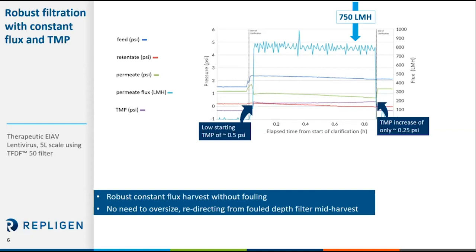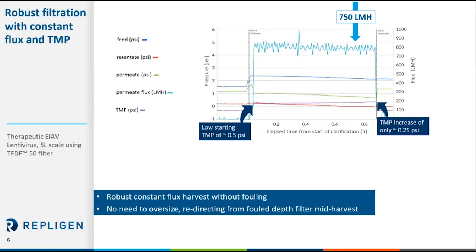In contrast to a dead-end depth filter, TFDF directs the great majority of the cells away from the filter rather than into the filter. The product and cells, therefore, do not compete for access to the same channels, and the system becomes very robust to fouling. TMP for the run starts at a very low value of 0.5 psi and increases 0.25 psi at the end. So it's really low. This is essentially no fouling of the filter.